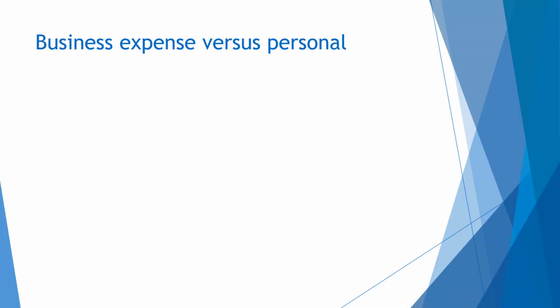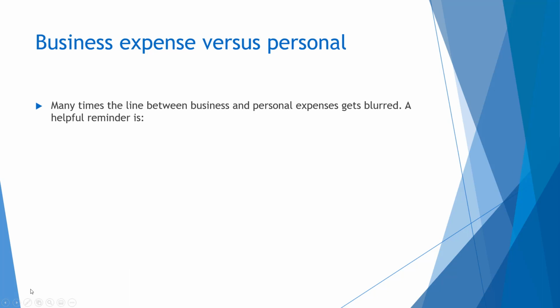Now let's quickly talk about business expense versus personal expenses. This is one of the areas where the lines can get blurred. And a helpful reminder, something to think about. This isn't always going to be exactly true, but it's kind of a rule that you can use as you go through your business: was the service or product received by the company, or was it received by the owner of the company?